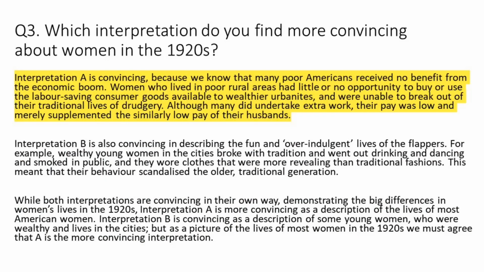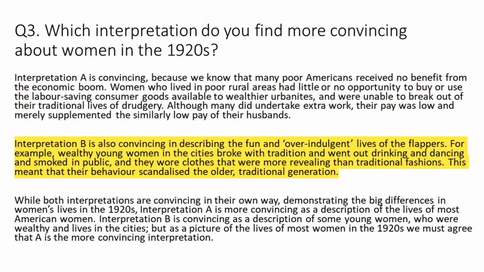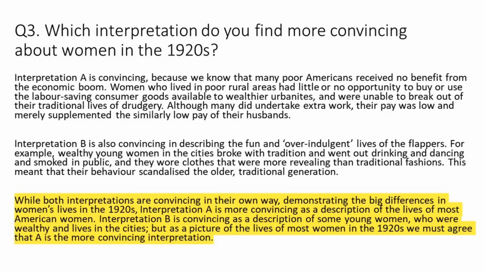Paragraph 1 focuses on why interpretation A is convincing. Paragraph 2 focuses on why interpretation B is also convincing. And the final paragraph makes a judgment, in this case, that interpretation A is more convincing than interpretation B.